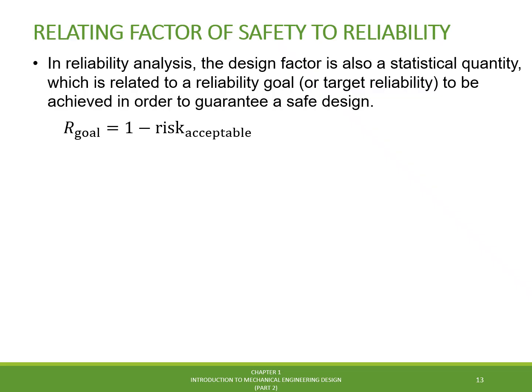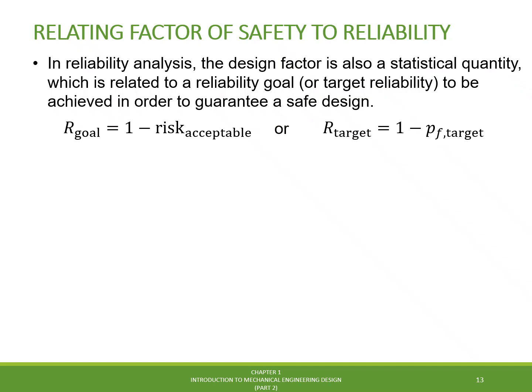So let me give you one example. Let's say that we are going to manufacture a batch of 1,000 identical connecting rods, for which we accept that only one of them will fail in service. Then the risk in this case is going to be 1 over 1,000, which is 0.001. And then we can calculate the reliability goal, which is going to be 0.999. This value is going to be very important for the calculation of the design factor using the probabilistic approach.